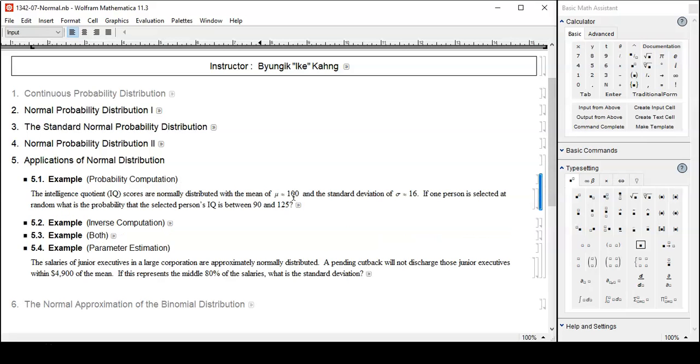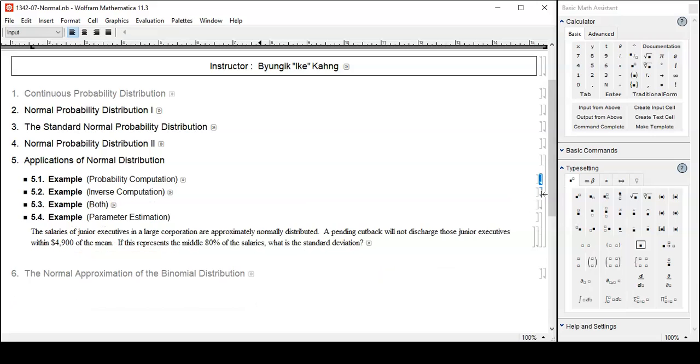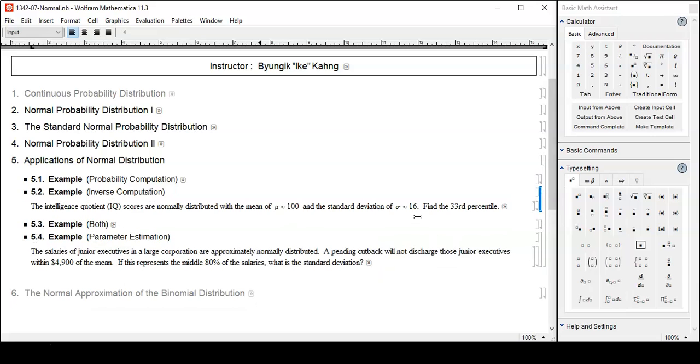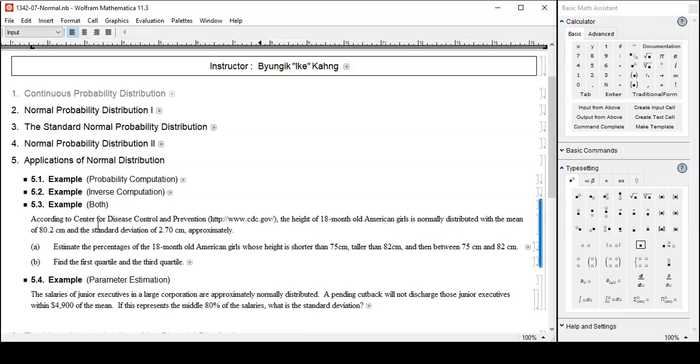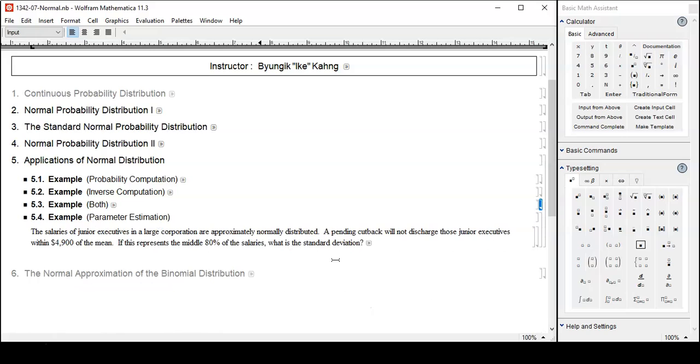The earlier problems had the mean and standard deviation given. This problem gave you neither. You don't know what the mean is. You don't know what the standard deviation is. Moreover, you have to find the standard deviation. How do you do that?